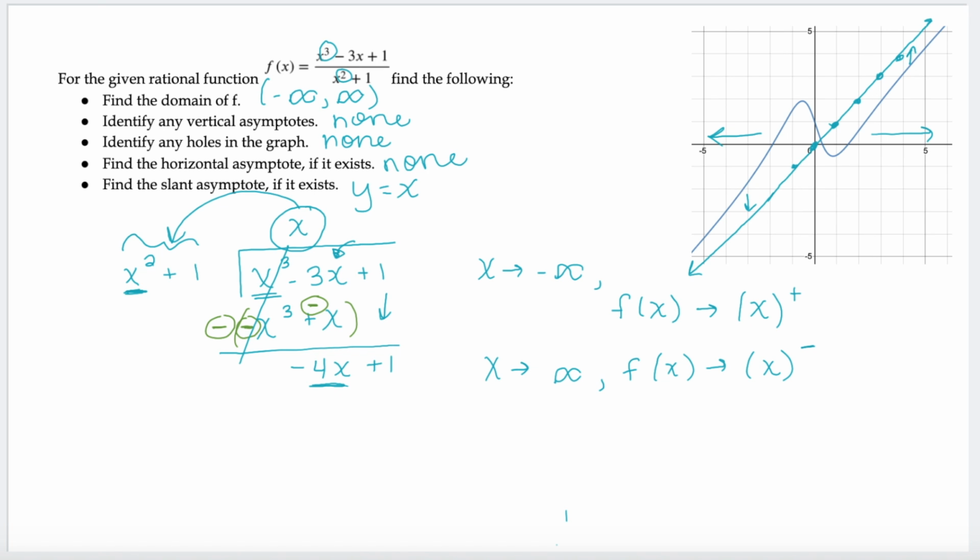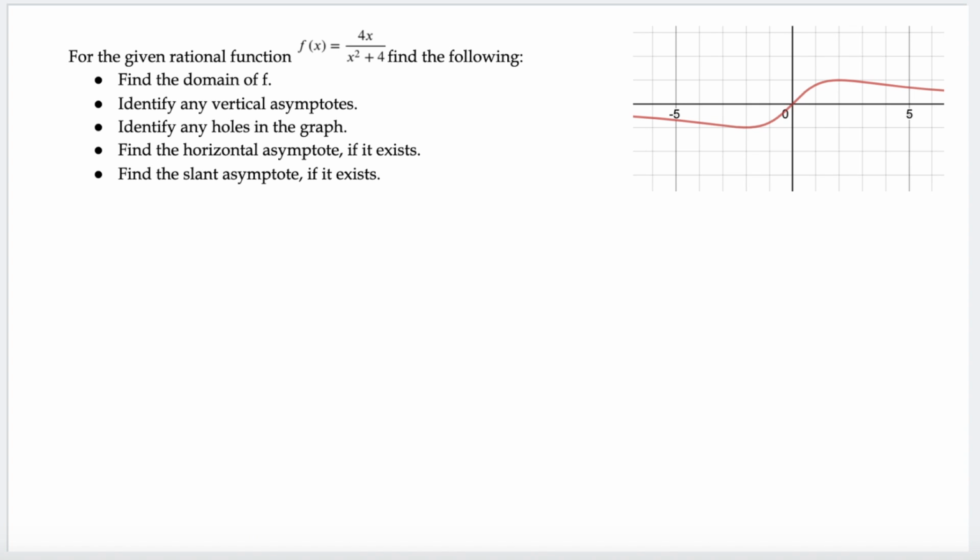And our last example, we have 4x over x squared plus 4. Similarly to the last example, it doesn't matter what I replace x squared with, it will always be positive. So there will be no instance with which our graph has a 0 in the denominator. So our domain is all real numbers from negative infinity to positive infinity. Similarly, there will be no vertical asymptotes because there are no places we need to avoid in our denominator. So there are no vertical asymptotes.